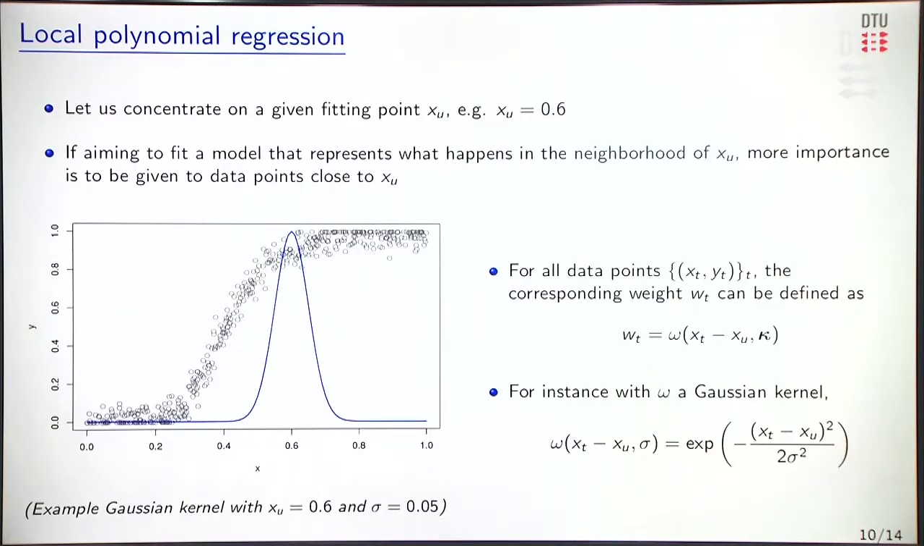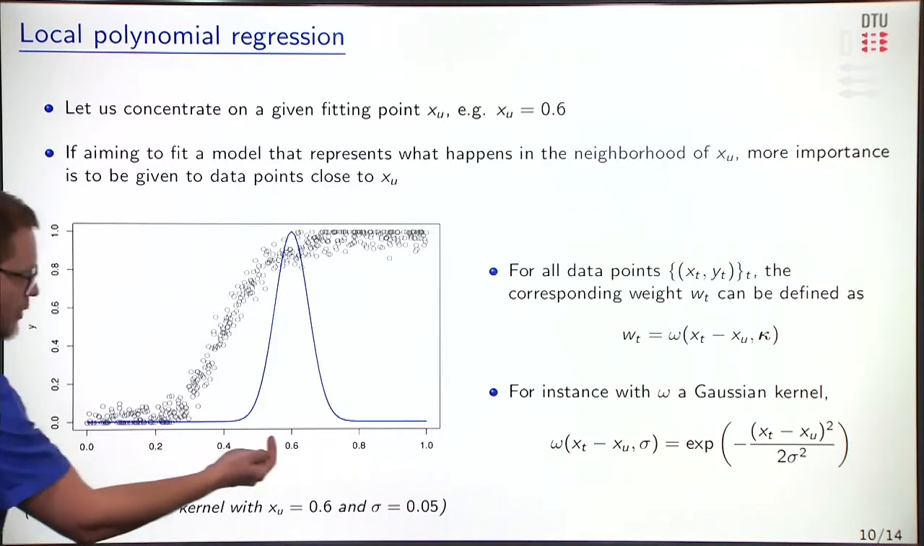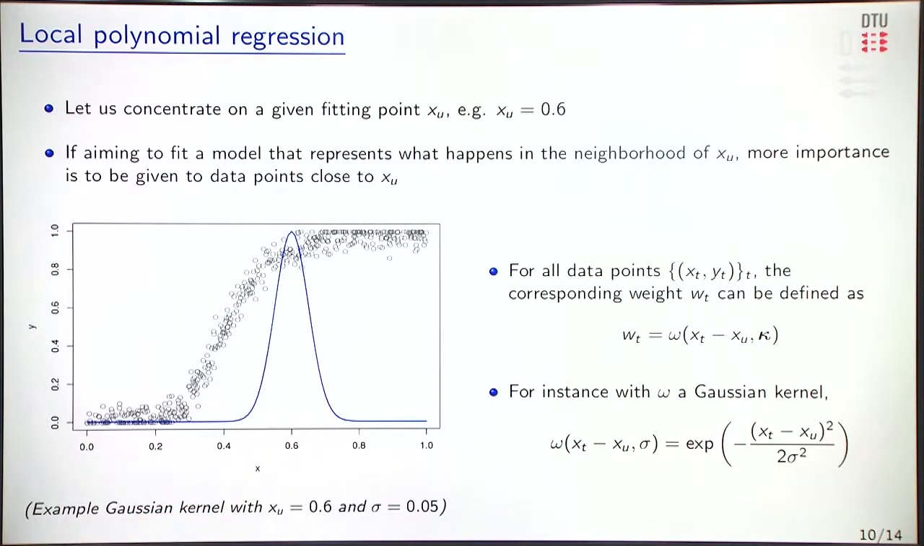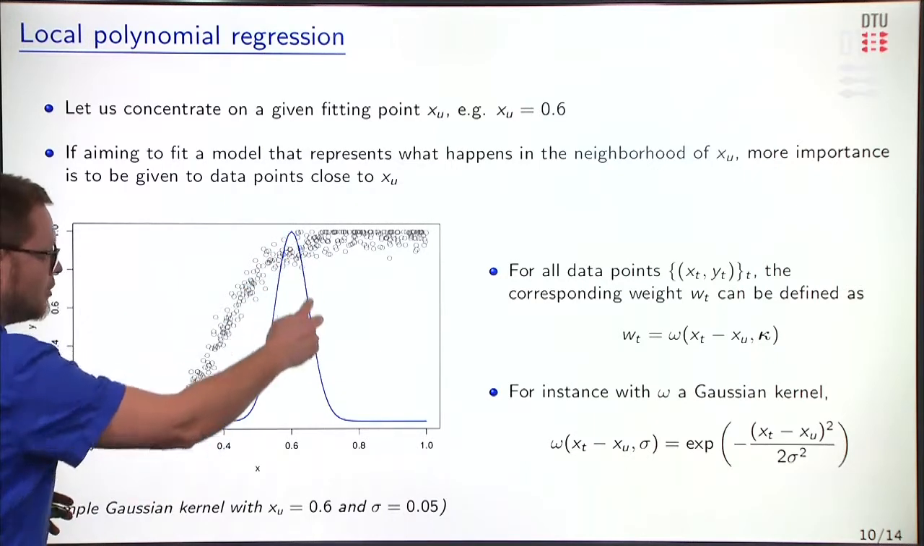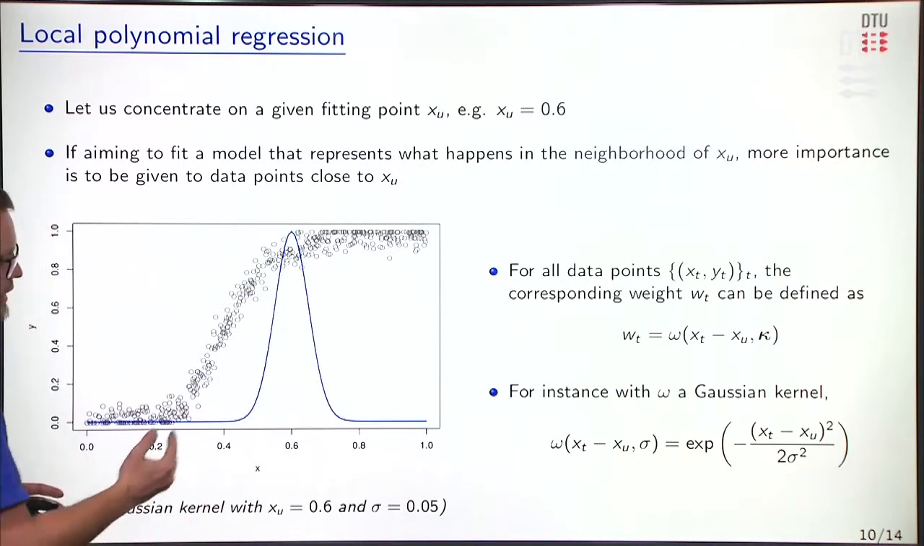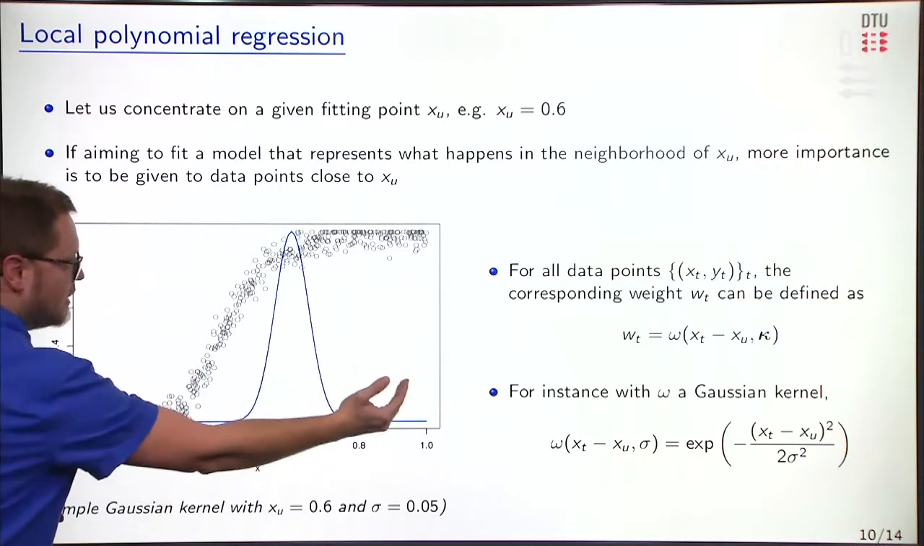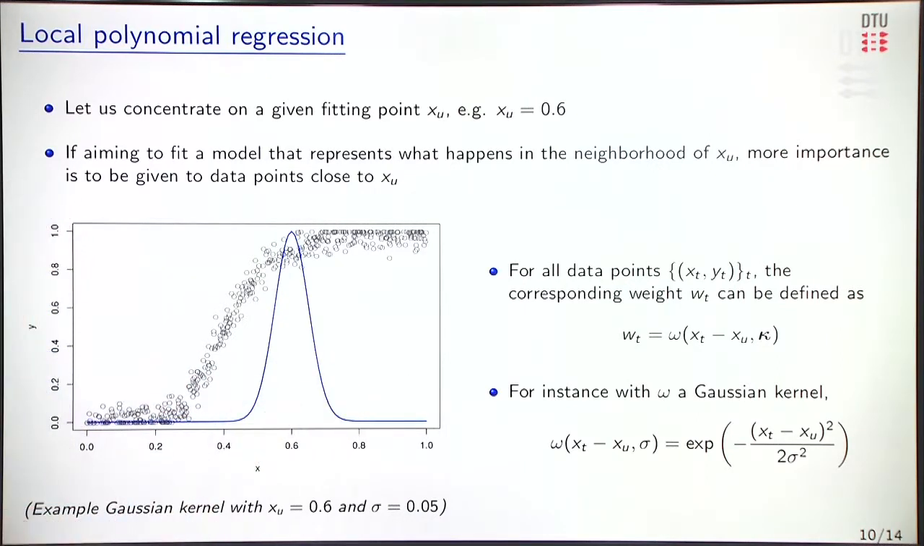Let's do it step by step. We're going to concentrate first on the fitting point at location 0.6 here. We have a weight function which is drawn here in blue, and this weight function will give more or less weight to data points that are away from this fitting point. That defines a neighborhood around this fitting point.